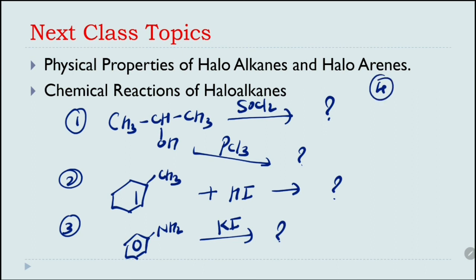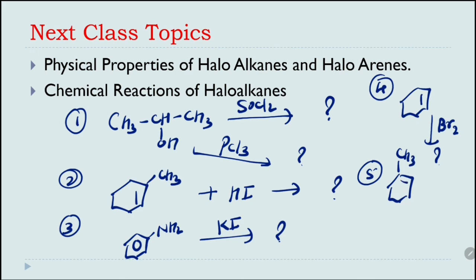Fourth question, you have been given this alkene, we are reacting it with Br2, what will be formed? Let's take another example. Suppose this is given, CH3 and here is the pi bond. If we react it with HBr and HBr in presence of peroxide, you have to tell what products will be formed. So solve these 5 examples or exercises based on the methods of preparation of haloalkanes.